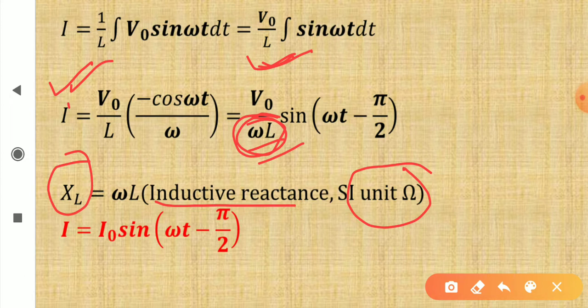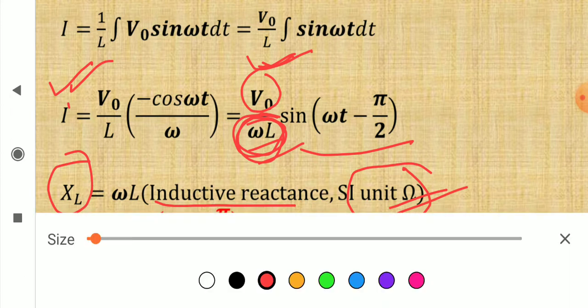So now the instantaneous value of current will be I naught. Now what is I naught? This is the peak voltage upon this inductive reactance, which is like a resistance. This becomes the peak current I naught, and the current is I naught sine omega t minus pi by 2.